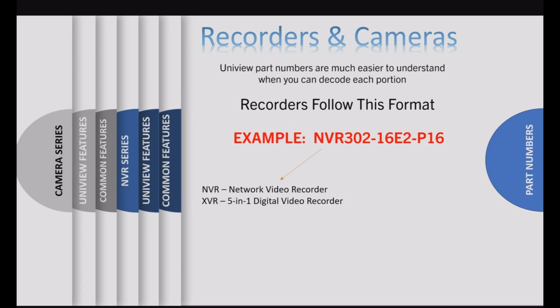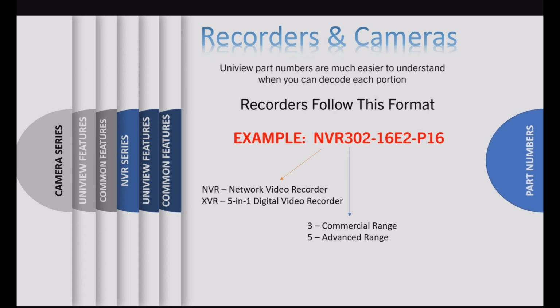The first thing we'll be taking a look at is the NVR part number scheme using the example below. The first three characters denote that the recorder is either an NVR or an XVR. To keep it simple, NVRs are used with IP cameras and XVRs are used with coaxial cameras.